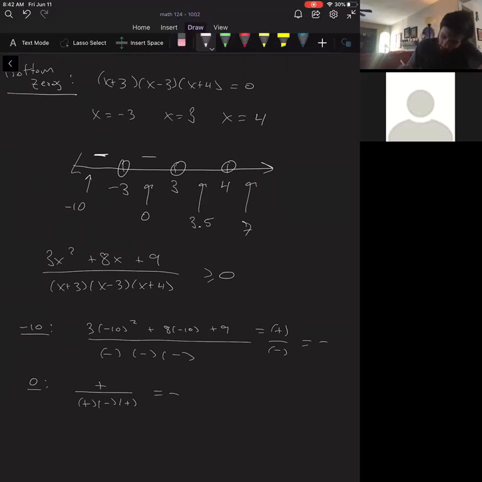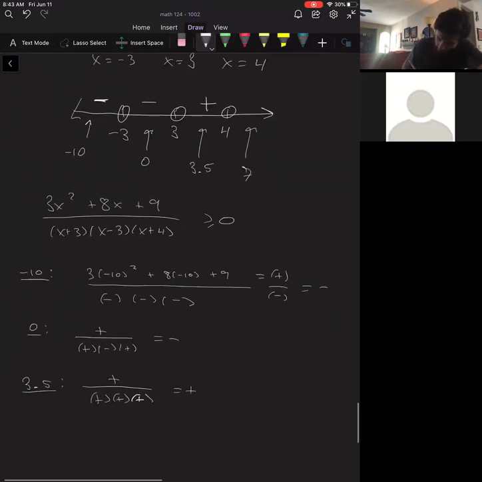Okay. And then if we plug in 3.5, let's see, what do we get? Well, top is going to be positive. And then the bottom, we would have positive, positive, positive, which is going to be positive. And if we plug in 7, the top is going to be positive, and then the bottom would also all be positive. So that's going to be positive.